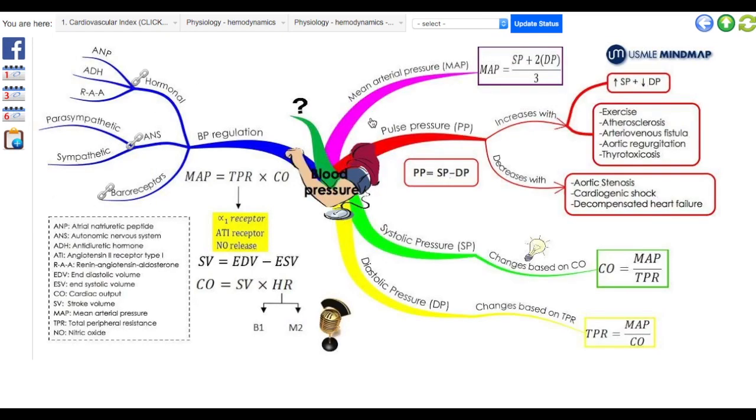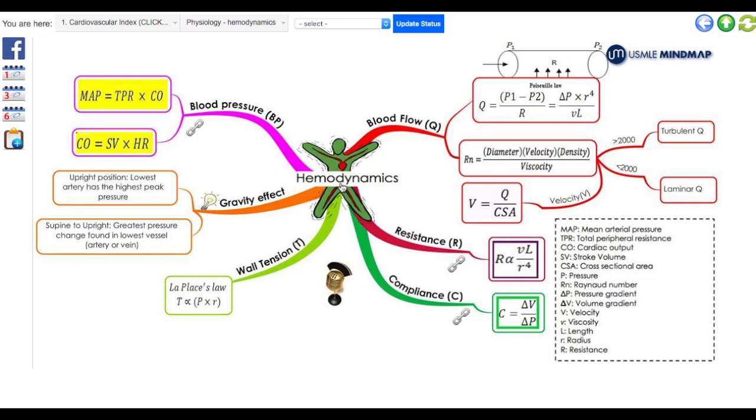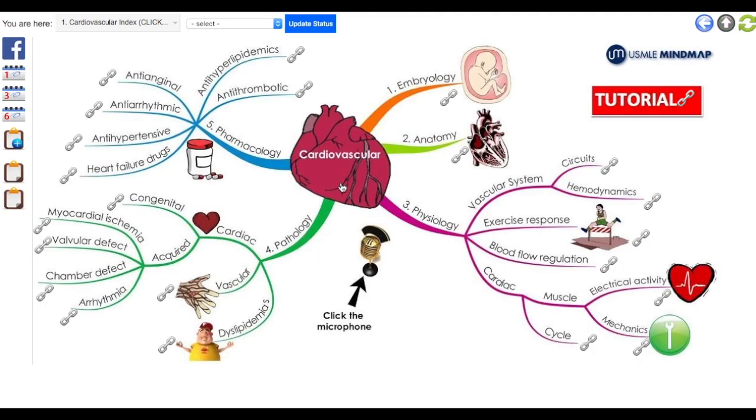Now that we've conquered the basis of the physiology of blood pressure, what it is, fundamentally, how does the body regulate it? How does the body monitor it? The student now can go to the big map where he can now understand the pathology of it.